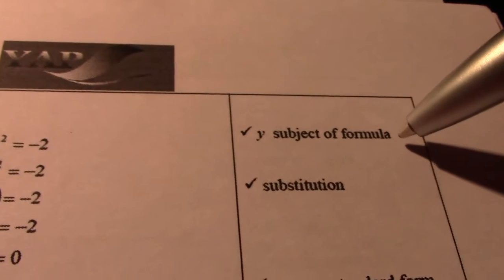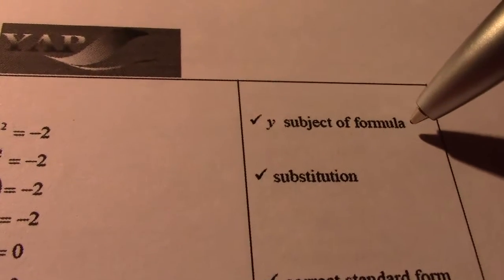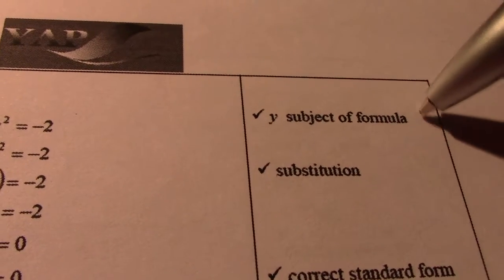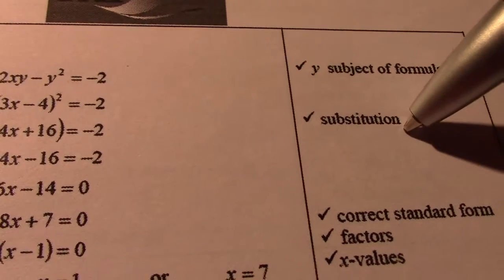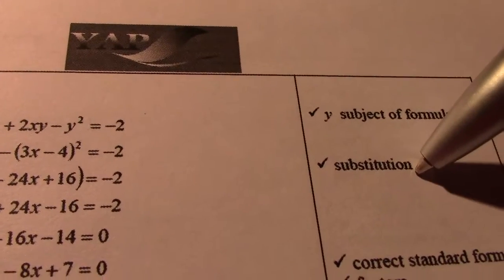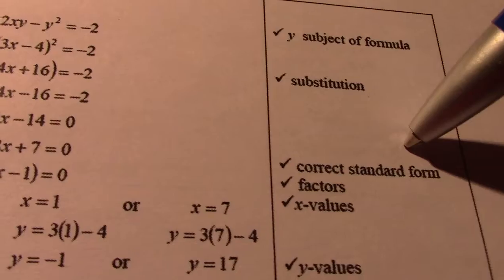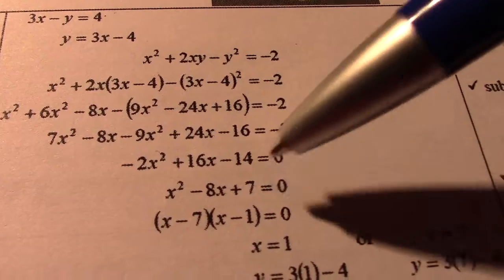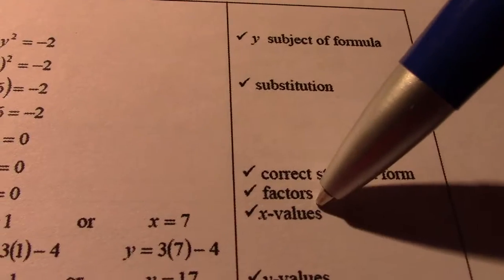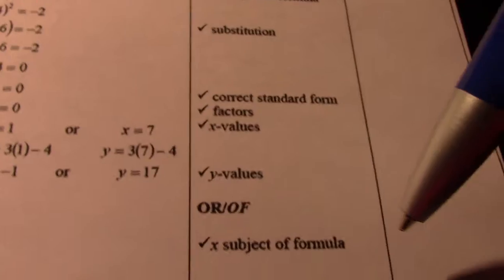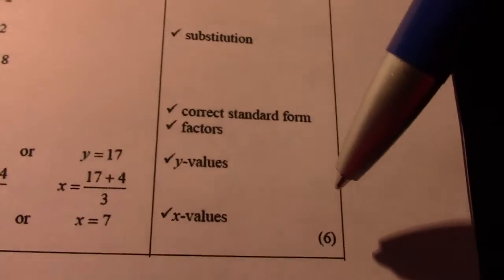Again, making y the subject of the formula, or creating equation 1, you get the extra free mark for creating equation 1. 1 mark always for correct substitution, so substituting equation 1 correctly in. Writing in standard form, so you see the x squared, x, constant term, factorizing, x values and getting my y values. That makes up your 6 marks, alright?